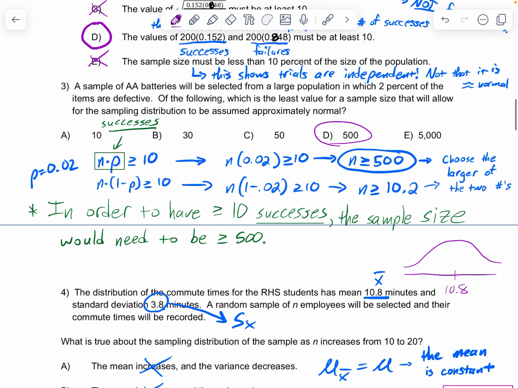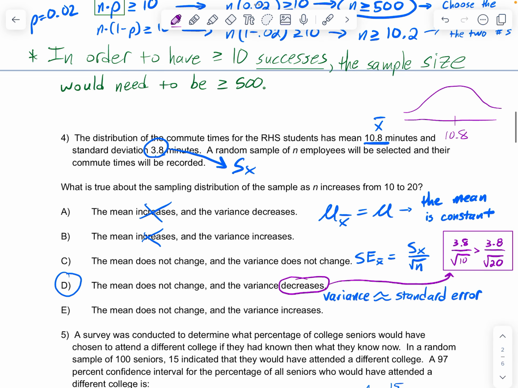Number 4, the distribution of the commute times for Rosemount students has a mean, okay, sample mean. That's our first question of means. So your X bar is 10.8 minutes. That's how long on average it takes students to get to school with a standard deviation of 3.8 minutes. There was a random sample of n employees selected and their commutes were recorded. Okay. What's true about the sampling distribution as the sample size increases from 10 to 20?